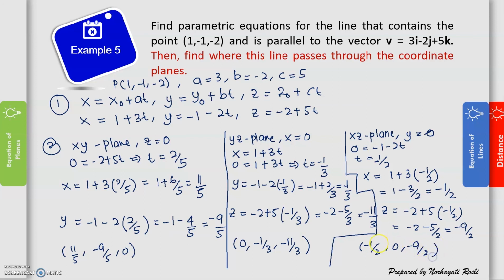So now our solution for this question is given by this parametric equation and these 3 points where the line passes through the coordinate planes. Now, what is the difference from the previous question? It mentioned that the line passes through coordinate planes, which means that in this case, you need to check all planes: the xy plane, the yz plane, and also the xz plane.